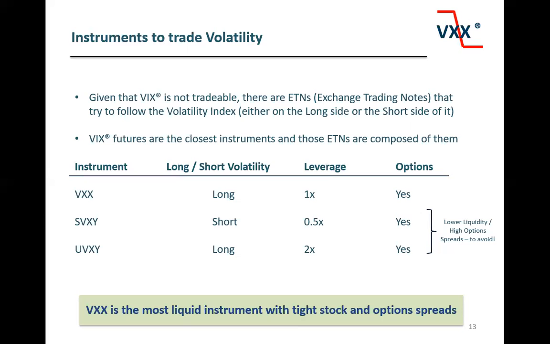UVXY is similar to VXX, but it has a leverage of 2 times, which means that when VXX is gaining 1%, UVXY is gaining 2%. So both of these last 2 have options, but due to the high spreads, I do not trade them, as they are not so liquid. So VXX is the most liquid instrument with tight stock and option spreads.